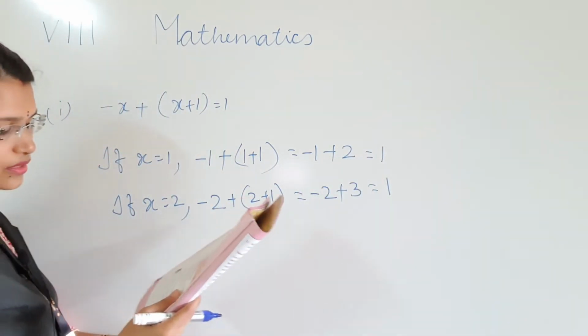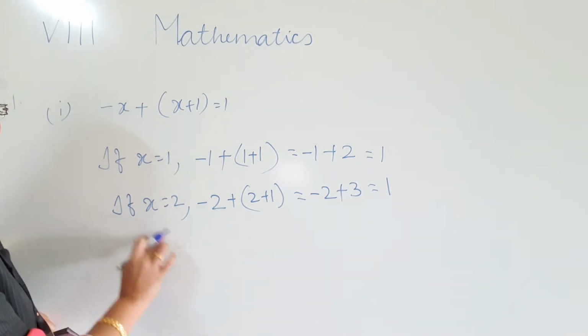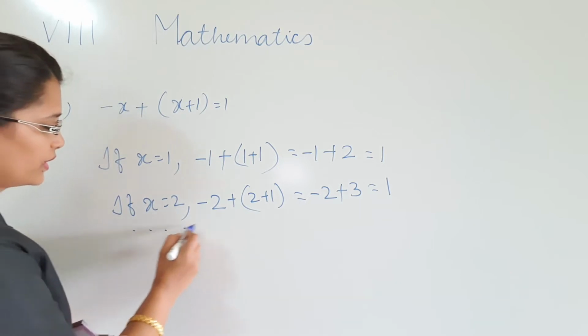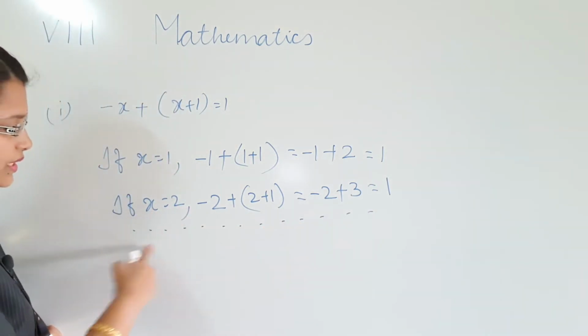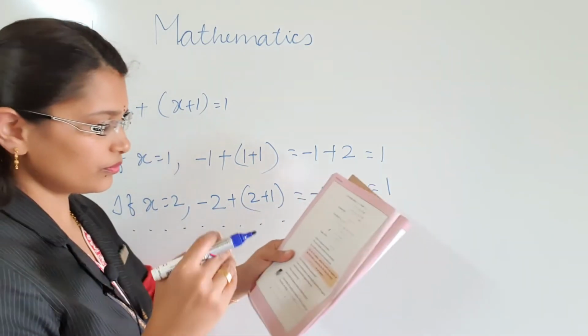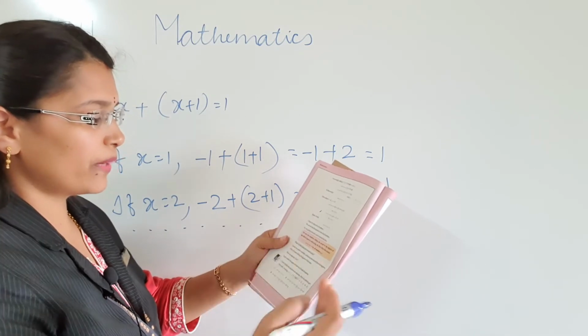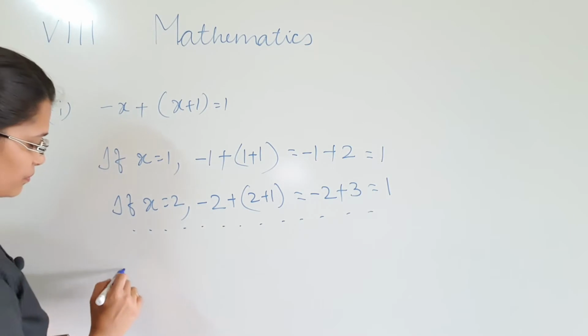and then x is equal to 3, 4, 5 also there. Those you have to find out. Okay. You have to do here x equal to 3, x equal to 4, x equal to 5. Okay. Then x is equal to minus 1, minus 2, minus 3, minus 4, minus 5 also we have to check.